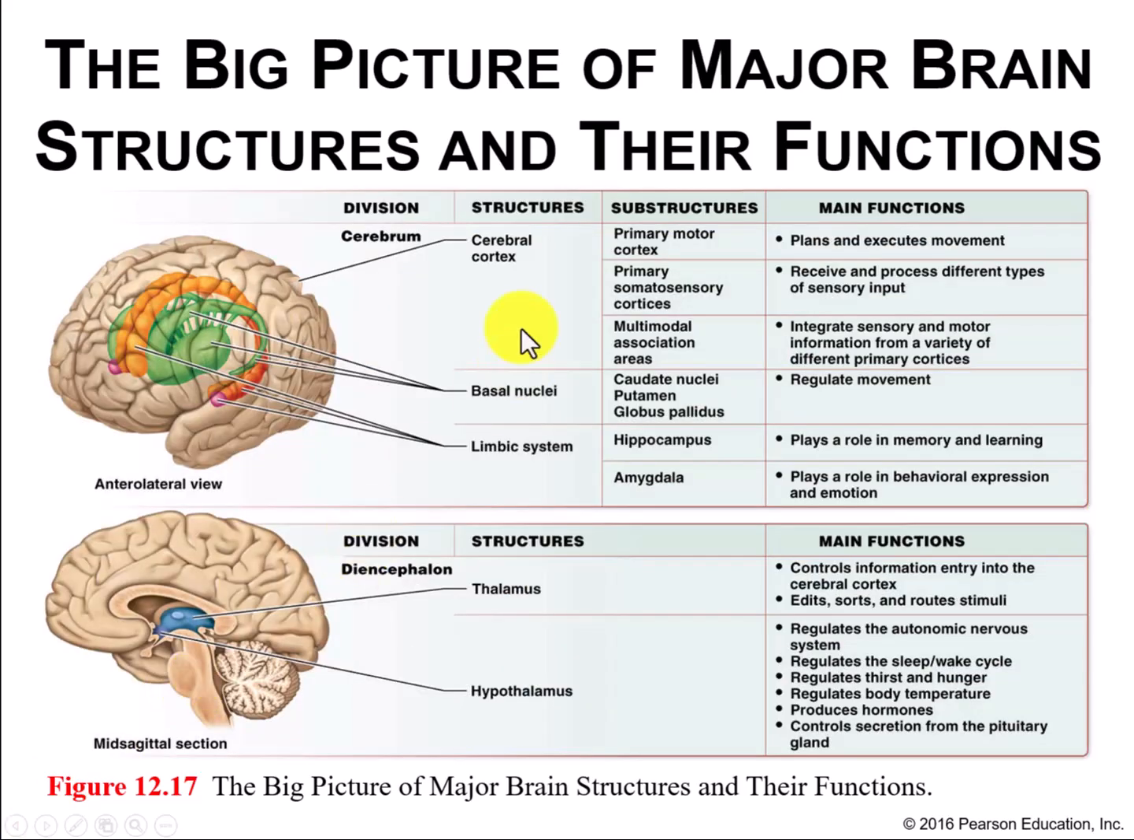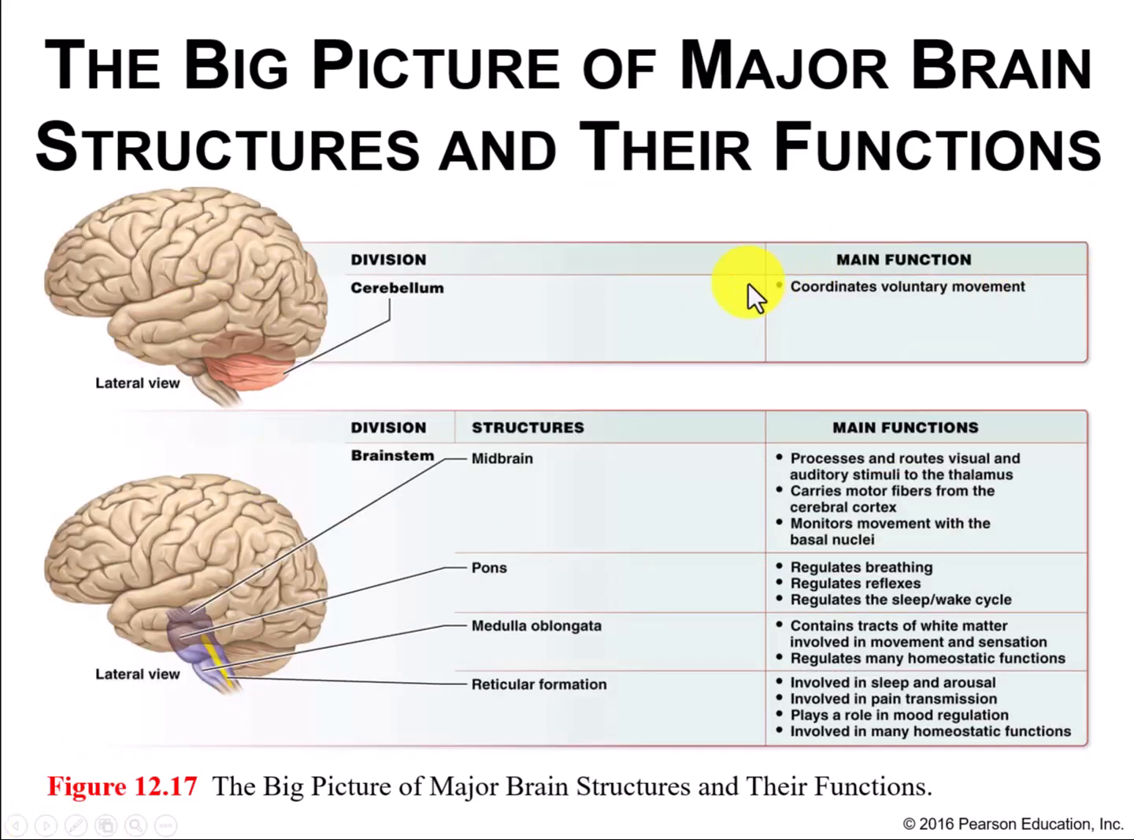There are summary tables giving you more detail, so this should give you everything you need to answer the questions about the functioning of the cerebrum and its associated structures, the diencephalon, how the thalamus does, and the hypothalamus. Here you can see it regulates autonomic function, sleep-wake, thirst-hunger, body temperature, hormones, and controls the secretion from the pituitary.